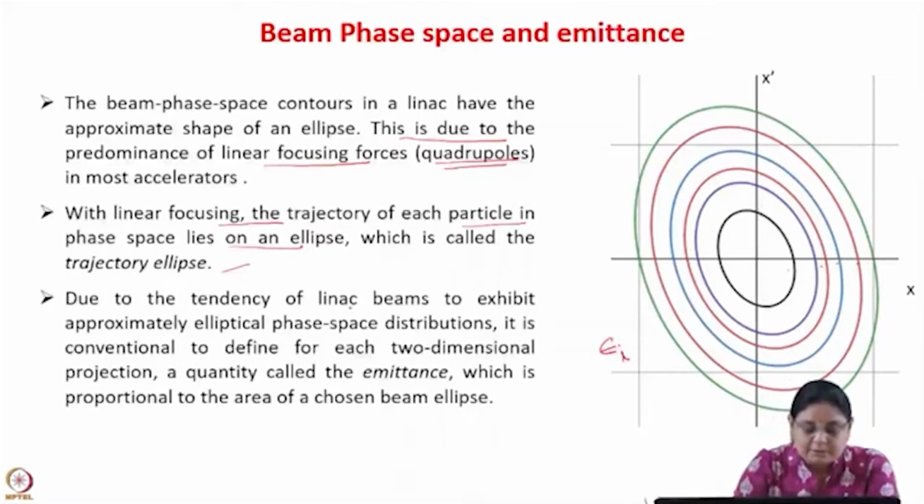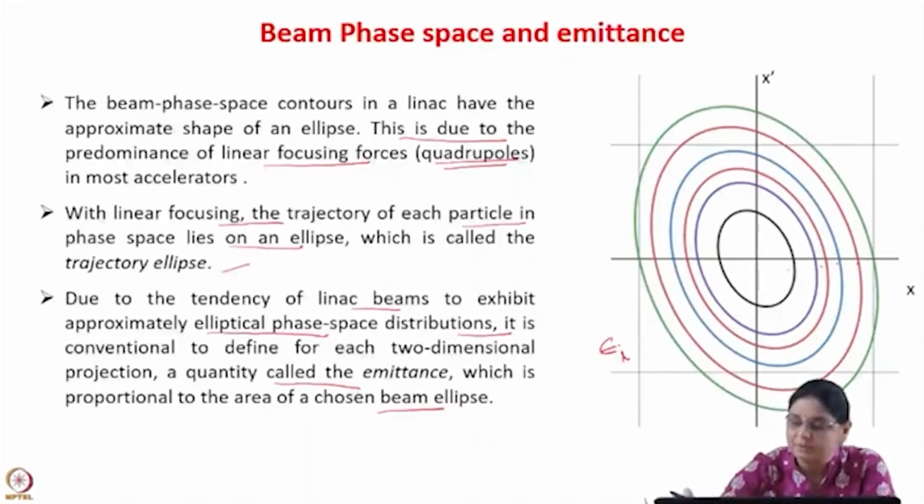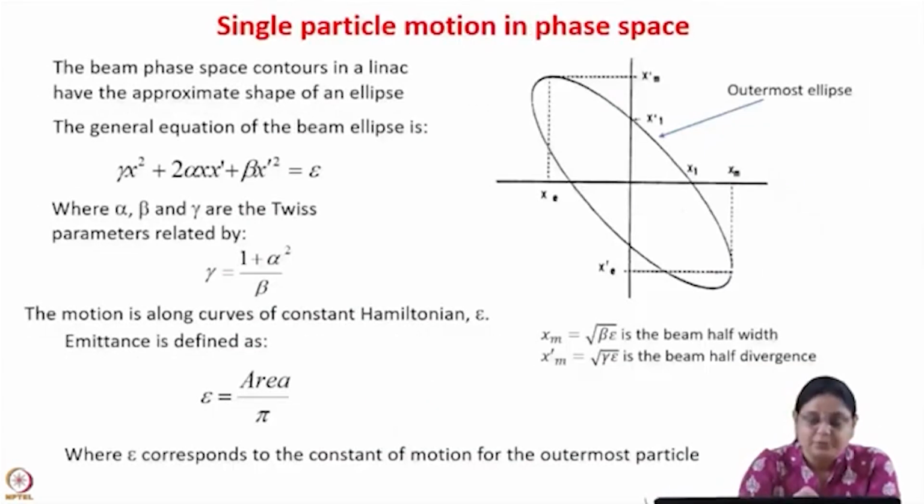Due to the tendency of linac beams to exhibit approximately elliptical phase space distributions, it is conventional to define for each two-dimensional projection a quantity called emittance, which is proportional to the area of the chosen beam ellipse. So we define an emittance. We saw in the previous lecture that the area of the outermost ellipse divided by pi is known as the emittance.